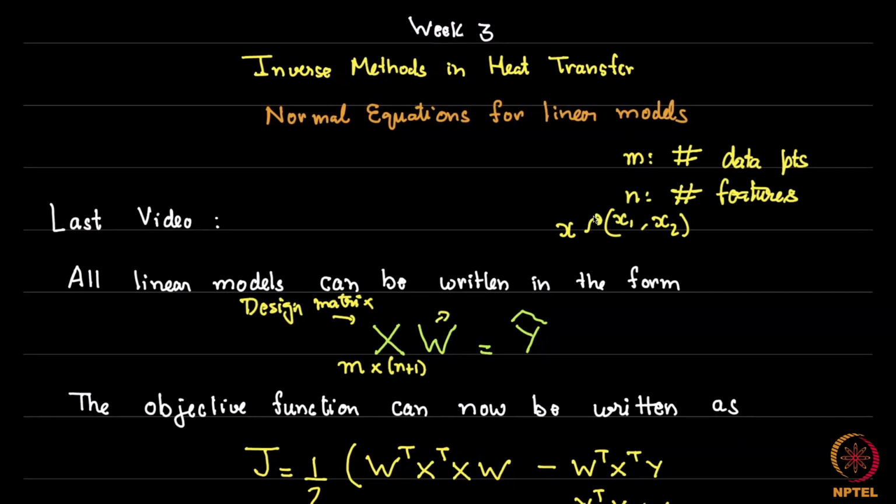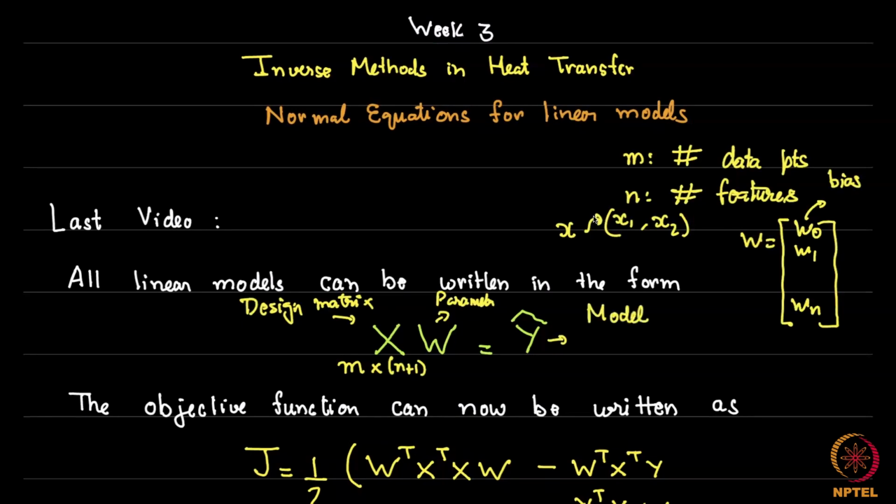W is the parameter vector, and W is made up of n+1 components. This in machine learning language is called the bias unit. And X, if you remember, is also augmented by a bunch of ones so as to multiply this. And this, of course, is our model. So this model is linear in W. That's the important point.